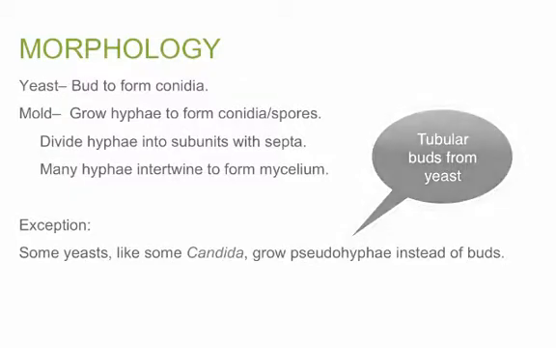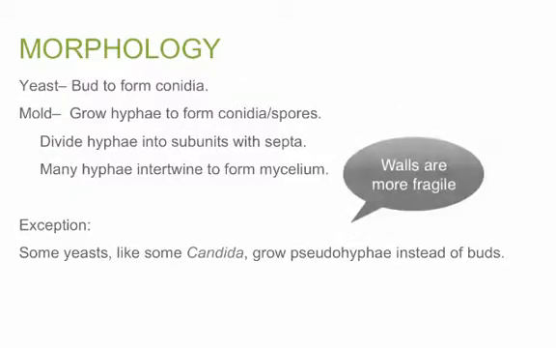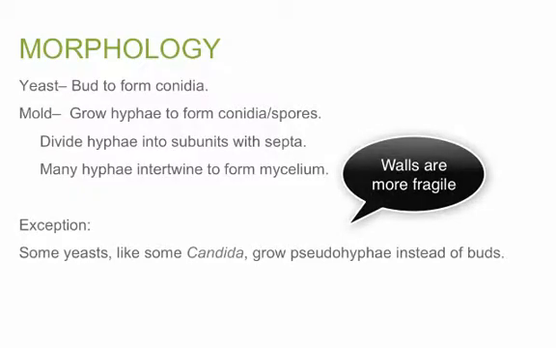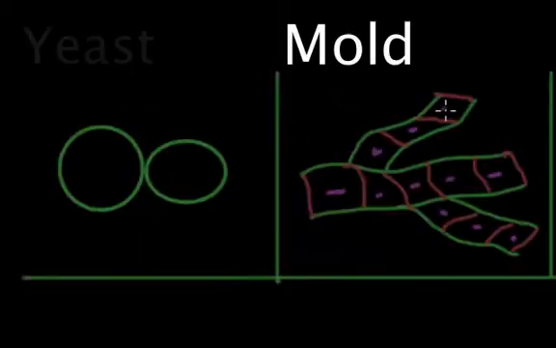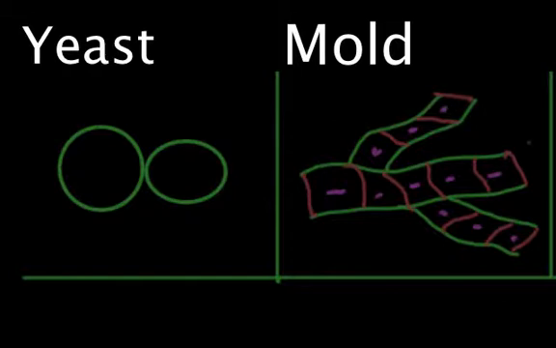However, the walls of pseudohyphae are usually much more fragile than the walls of true hyphae from molds. While most fungi grow exclusively as a yeast or exclusively as a mold, some species can grow in either phase. The phase in which the species exists is often dependent on environmental clues. When their environmental reservoir is at ambient temperatures, meaning less than 37 degrees, they tend to grow as molds.